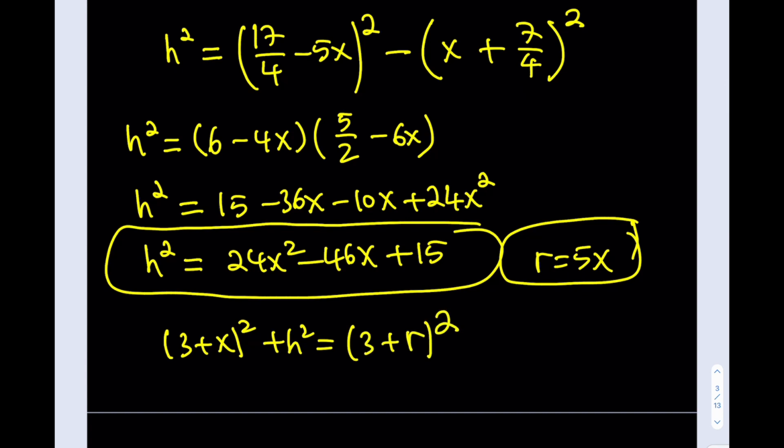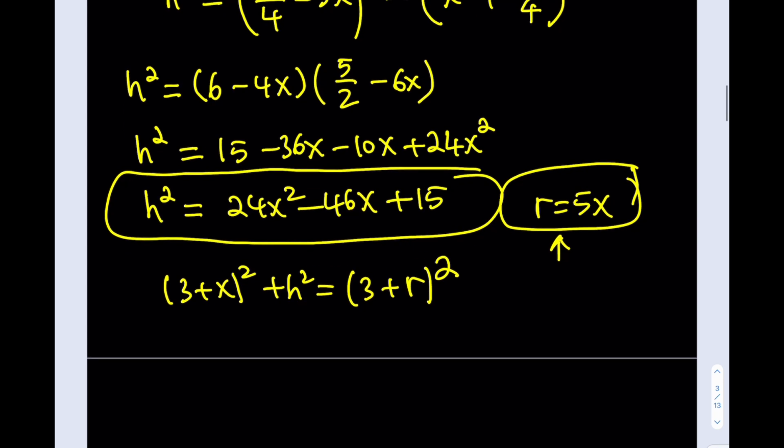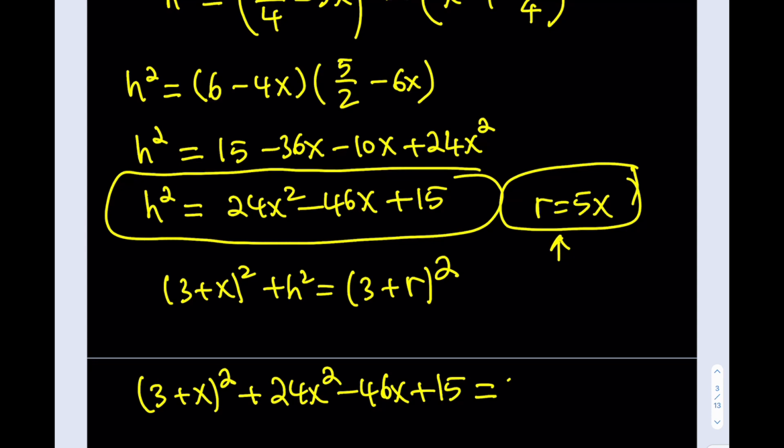Now, if I'm able to find anything from here, x or r or h, doesn't really matter, I can find the other ones. Well, I would love to find x first because then finding h would be easy. But remember, if I can find x, then I'm good because all I need is the radius and it's right there. Awesome. Let's go ahead and solve this system, or whatever we're going to call that. Since everything is written in terms of x, I can just go ahead and use that. This plus h squared. H squared is 24x squared minus 46x plus 15 is equal to 3 plus r, 3 plus 5x quantity squared, which I need to expand, right?